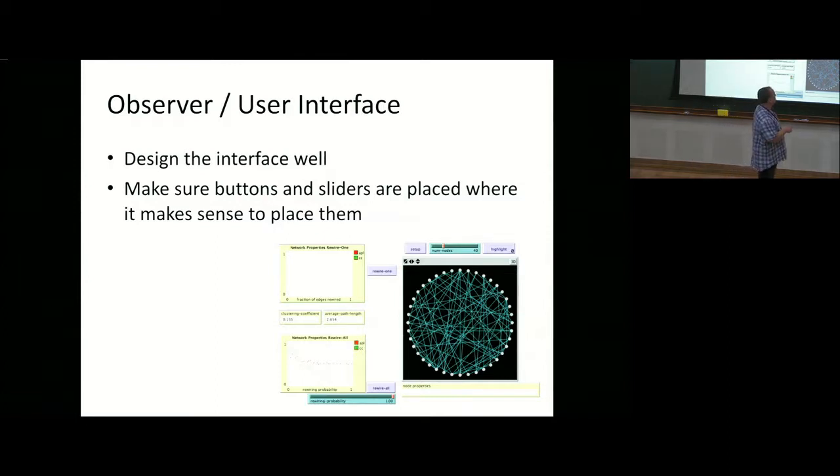Another thing we like to do is, if there's a parameter that you can't change once the model starts running, put it above or close to the setup button. Because you don't want a parameter all the way down here that you can't change once you run the model, since you'd have to go all the way down there to look at it. So make sure that the parameters that you can't change once the model runs are higher.